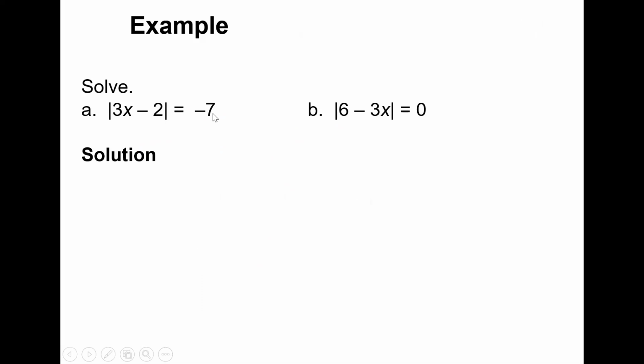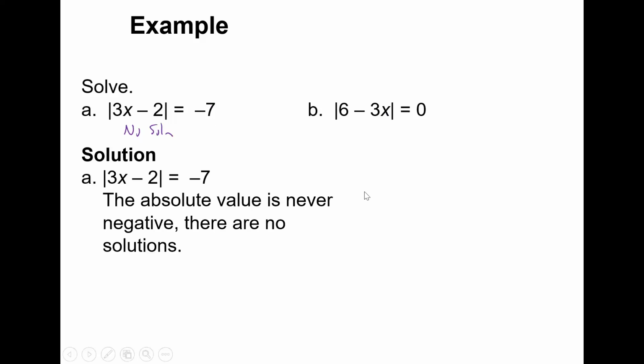What about here? All right, well, the absolute value of x equals negative 7. No solution. That's just by definition because absolute value is always nonnegative. So that one's easy. Now this one we just drop it. So absolute value is never negative, there are no solutions. Here, we just drop it and solve for x. So negative 3, take this 6 to the other side, divide by negative 3, x is 2. Okay, so that was pretty easy.